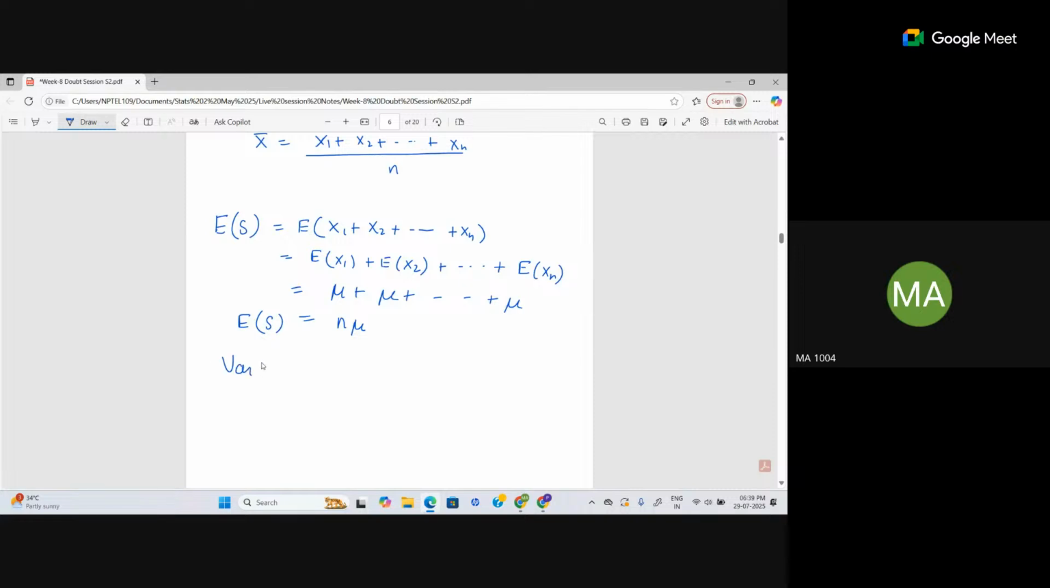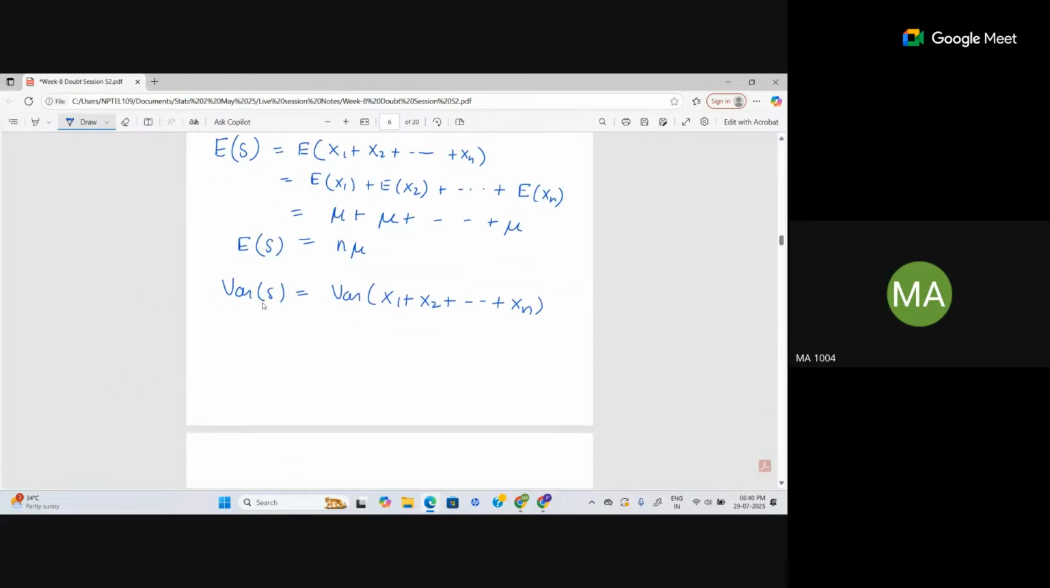Similarly, we will find the variance of S. That we can find like this. These are all IID, so it will become the variance of x1 plus variance of x2 plus variance of up to xn. Now this is sigma square for all, right? So we have to add it n times. So this becomes n sigma square, which is the variance of S.